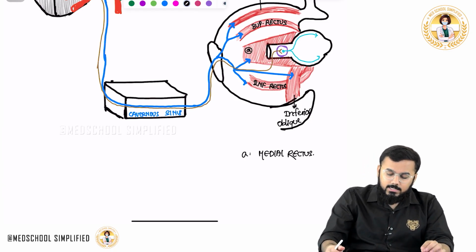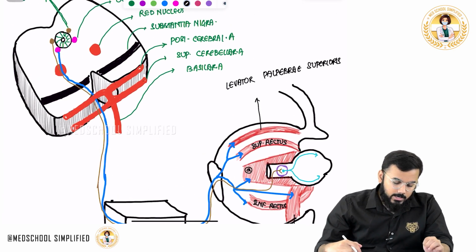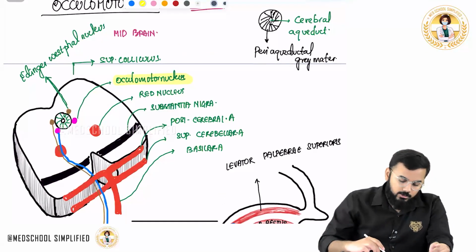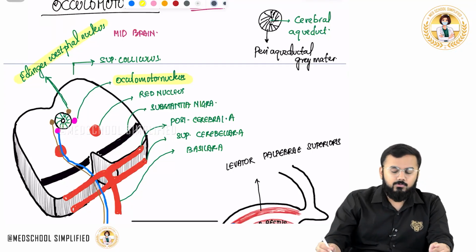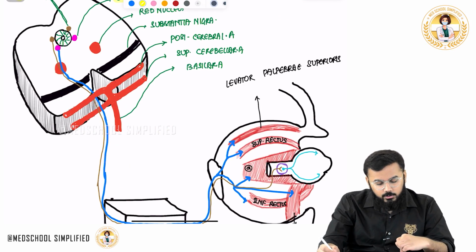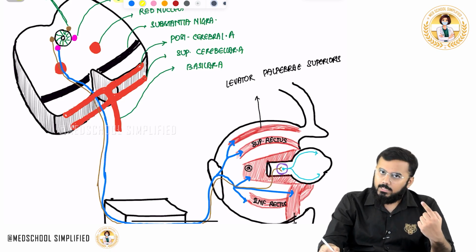Now let us discuss the branches over here. The first important thing you need to know is that the nucleus over here, as I already told you, is your oculomotor nucleus, and the next nucleus is the Edinger Westphal nucleus. First we'll talk about the oculomotor nucleus. From this oculomotor nucleus you see a nerve coming out, the blue one. This nerve is your oculomotor nerve or cranial nerve number 3.